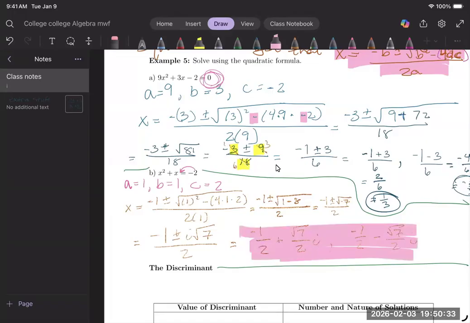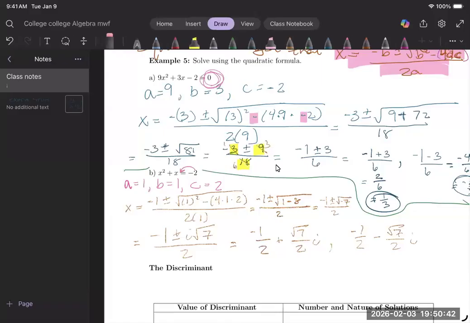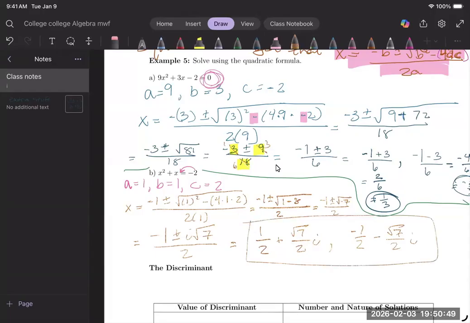Ta-da! Perfect. Okay, actually, I don't like that pink over there. Sorry, I'll box it in. Whoops. Gosh. Feel like I just erased something. I forgot, there's the negative. There we go. So I like the quadratic formula.